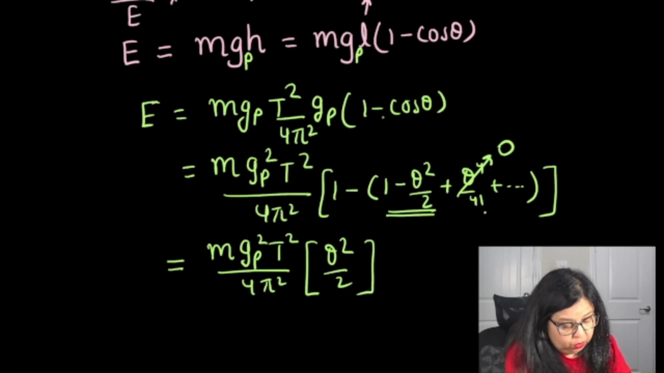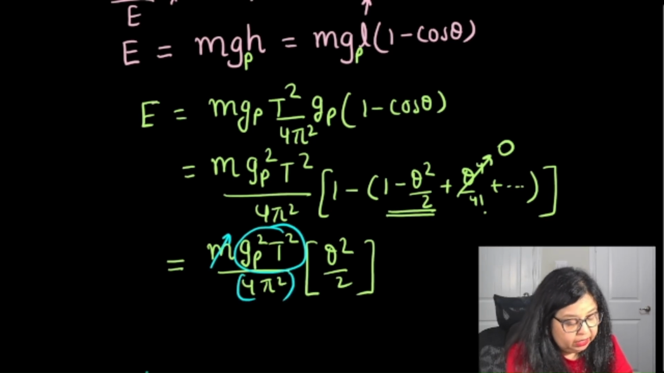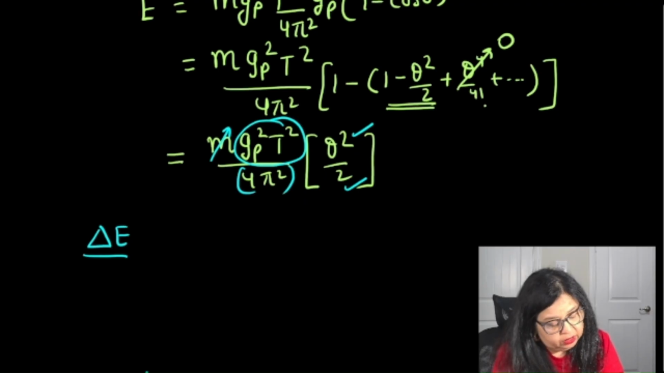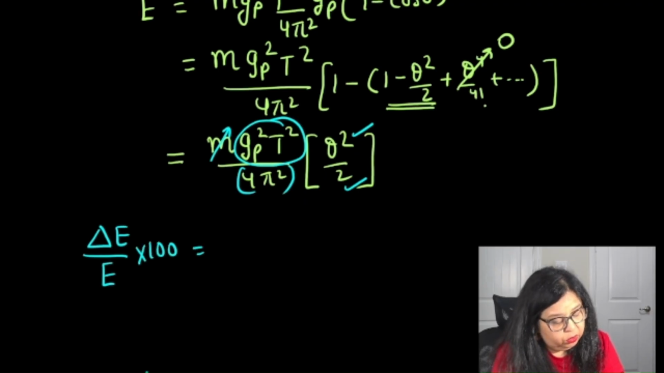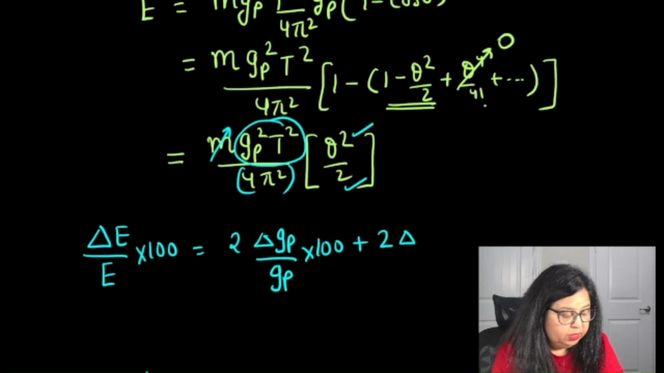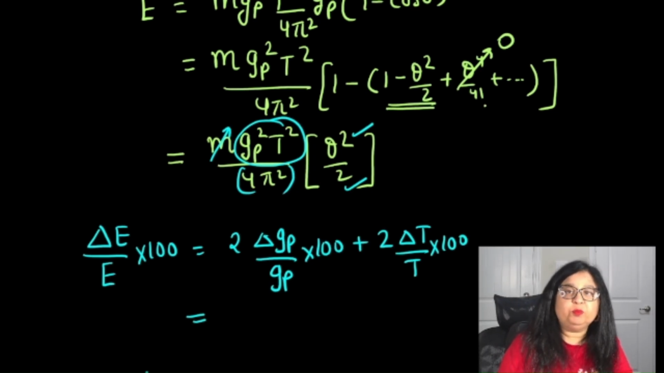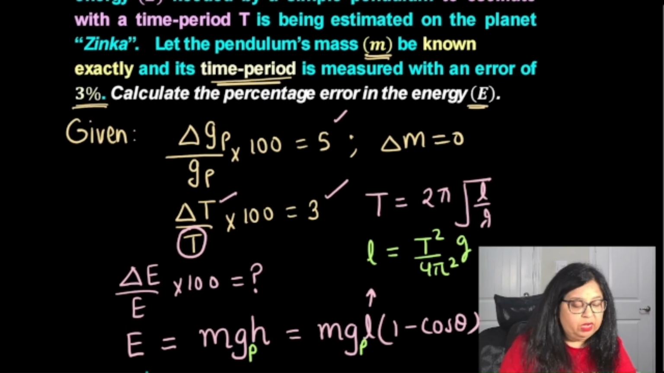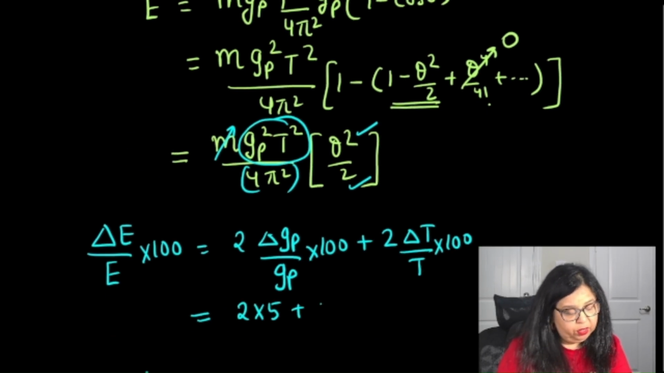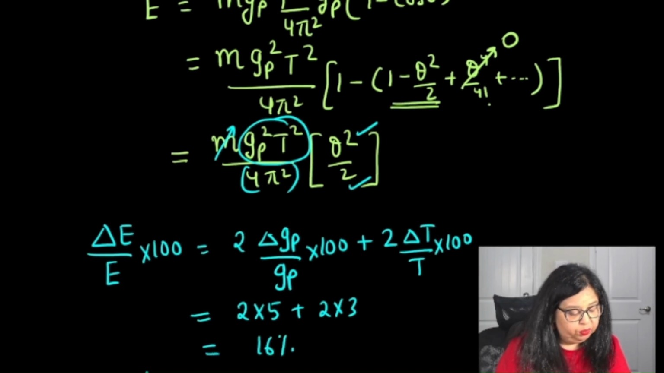Now in this equation, the only two variables for which we have an error or uncertainty are these two. M is exactly known, 4 pi is a constant, theta is a constant, 2 is a constant. So what we get for the percentage error in the energy E? Delta E over E times 100 equals 2 times delta GP over GP times 100 plus 2 times delta T over T times 100. Well, if you got this far, your problem is basically solved. So percentage error in GP is 5 and that in T is 3. Okay, 2 times 5 plus 2 times 3. That gives us 16% error.